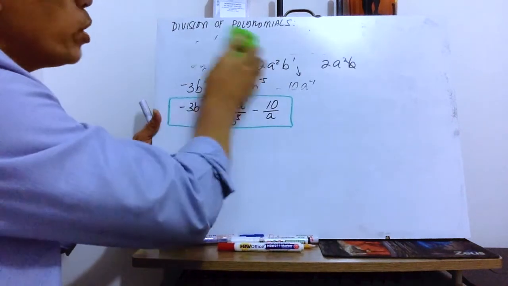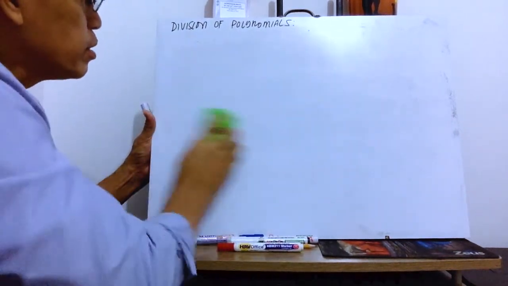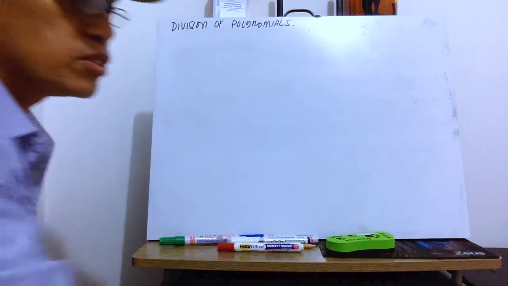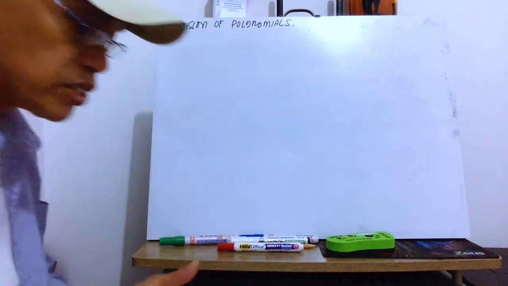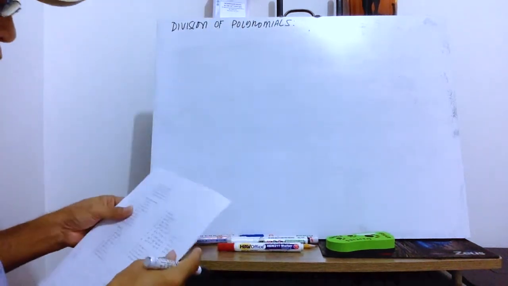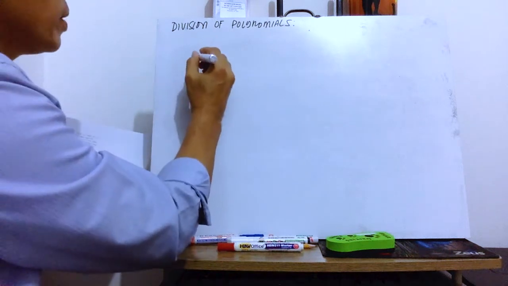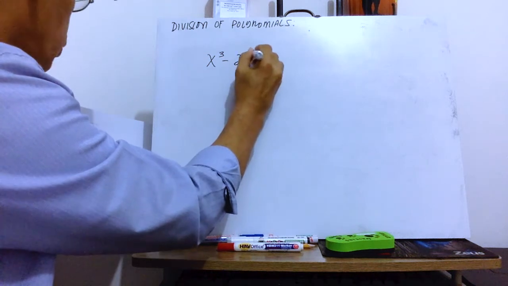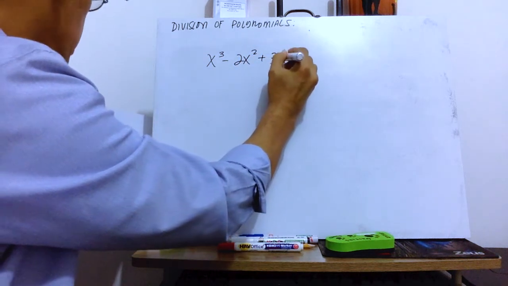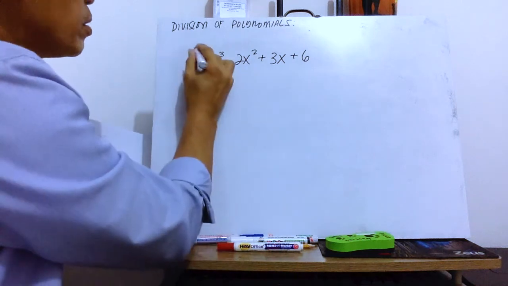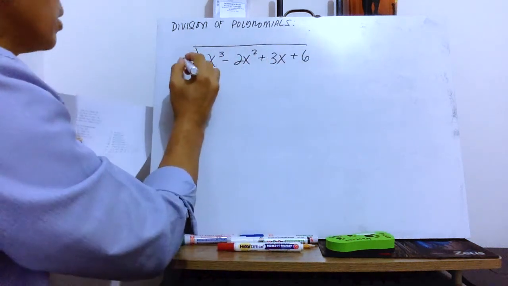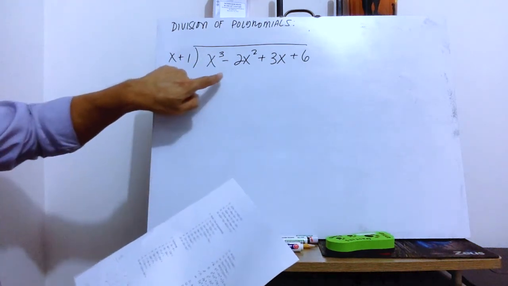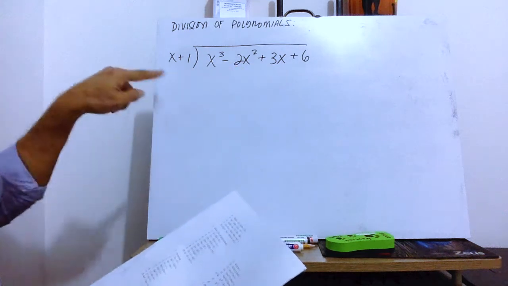What if I want to divide a multinomial by a binomial? That's a real challenge. I prepared some exercises here. Let's do some exercises. X cubed minus 2x squared plus 3x plus 6 divided by x plus 1.